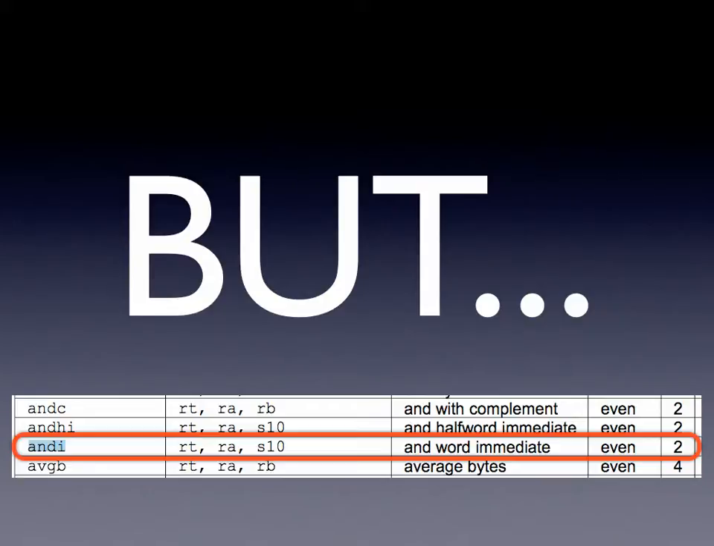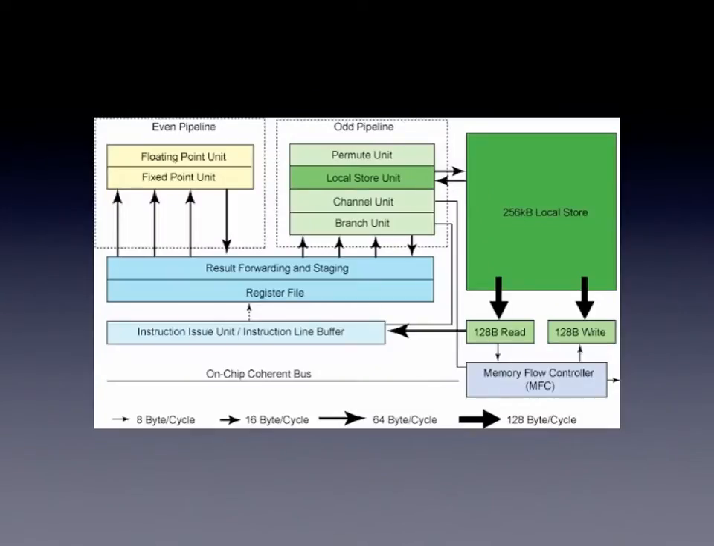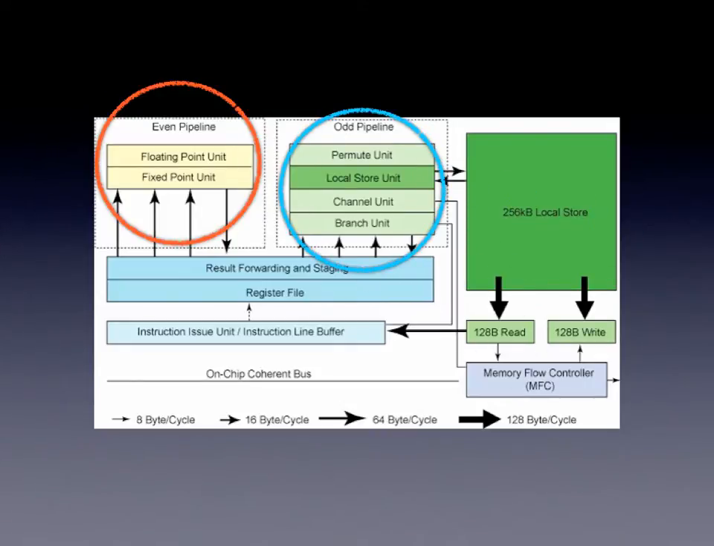So let's go ahead and talk about what even and odd means a little bit, just to give you an idea. All right, so here is a picture that I took off Google Images from IBM. The SPU actually has two pipelines. There's an even and an odd pipeline. Even is things like your floating point unit, fixed point unit, integer instructions, stuff like that. Odd tends to be, we have permute, loads and stores, some DMA stuff, branch unit, things like that.